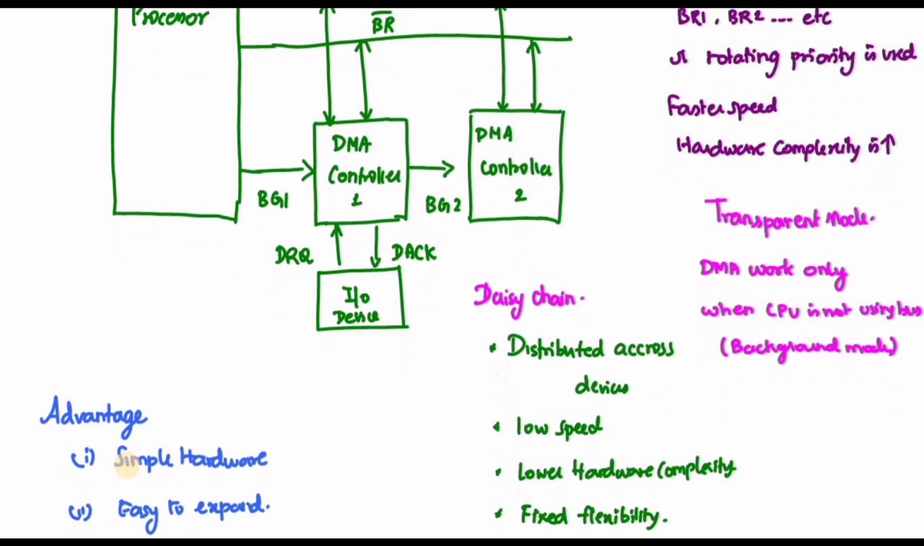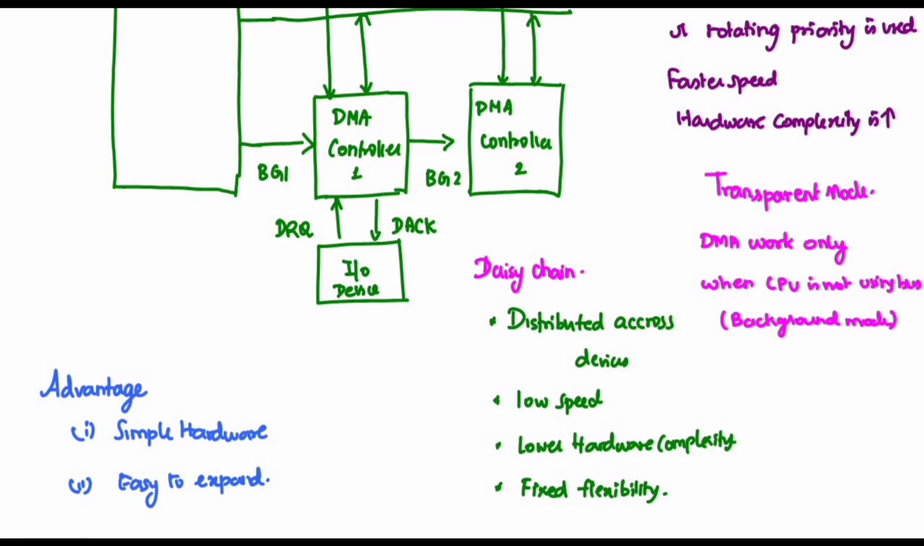The arbiter circuit will ensure that only one request is granted at any given time according to the priorities. I have already mentioned the priorities. So this is how it will work. The advantage of this method is that it is very simple hardware-wise, and it is easy to expand.